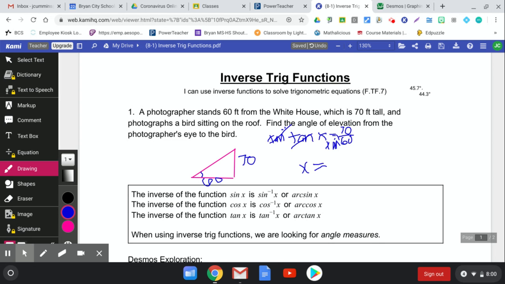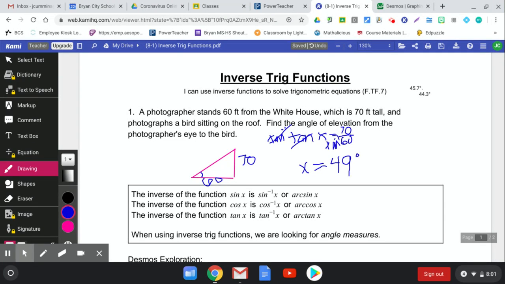And so then in your calculator, you're going to do the inverse tangent of 70 divided by 60, and I need a calculator to do that. Inverse tangent is located above your tangent, so you'll hit second tangent, and we get about 49 degrees here. So you should be familiar with that button from geometry.